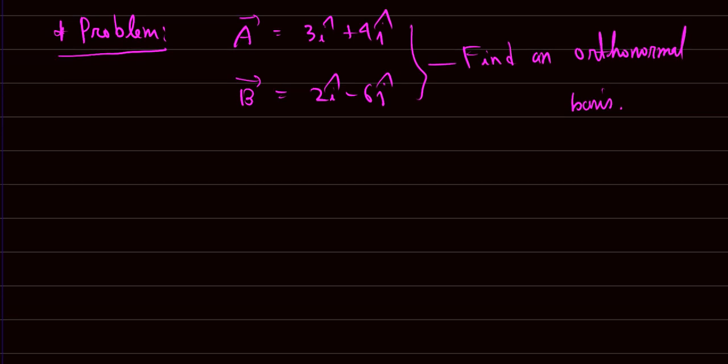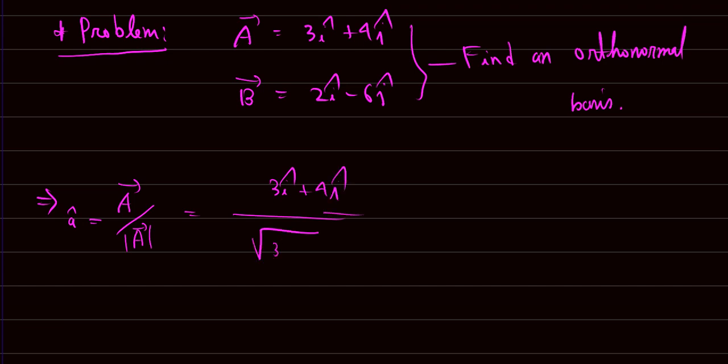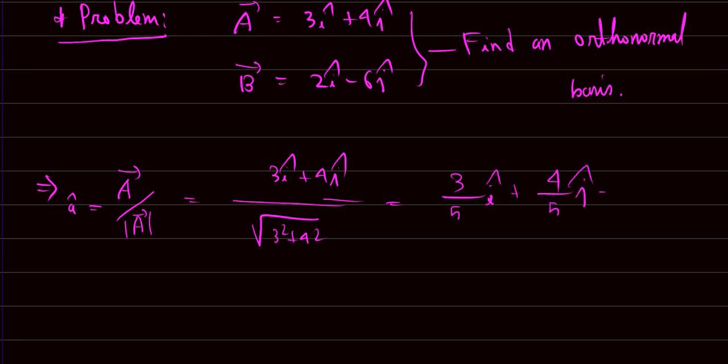Our first thing we have to do is, let's start with A. If we divide A by its length or norm, we'll get our first basis vector. Let us say this is given by A cap. It will be 3i cap plus 4j cap divided by the square root of 3 square plus 4 square, and that is 3 by 5 i cap plus 4 by 5 j cap.